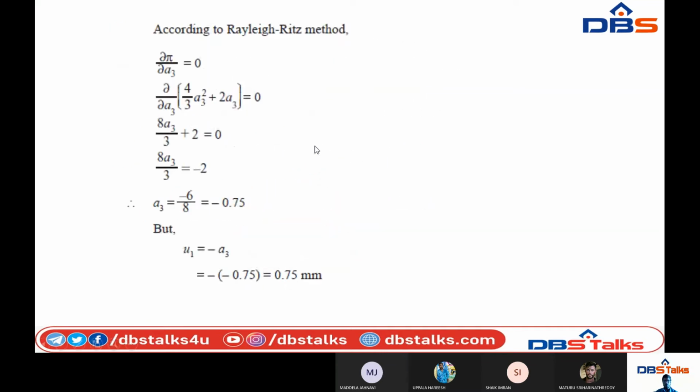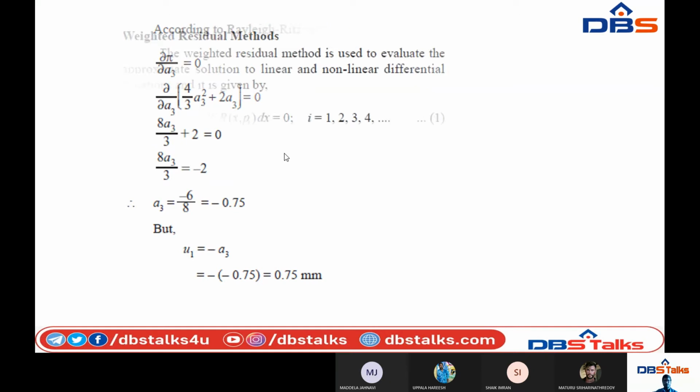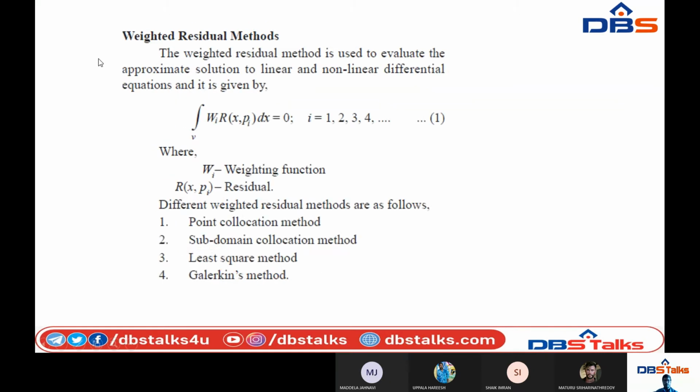Okay, this is the exercise problem on the Rayleigh-Ritz method. The next method is the weighted residual method. This method is also similar to the previous one, but it is an approximate method for solving linear or non-linear differential equations. In this, the integral of wi times r of x comma pi dx equals 0. Here wi is the weighting function and r of x comma pi is the residual. The i value changes from 1, 2, 3, 4 and so on to n.